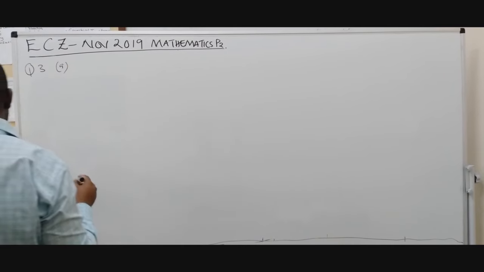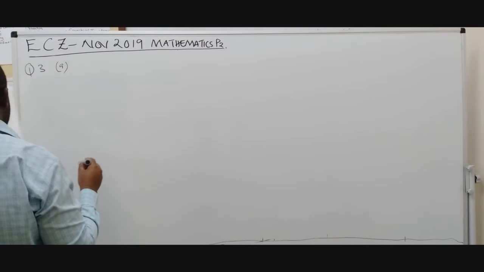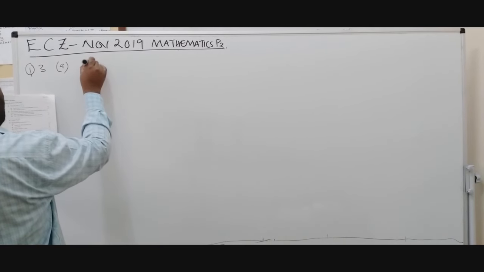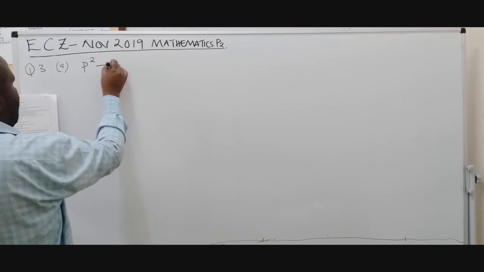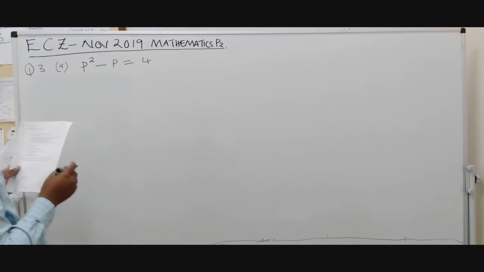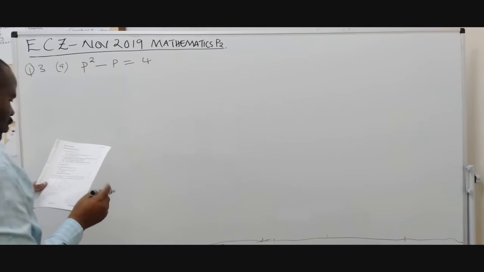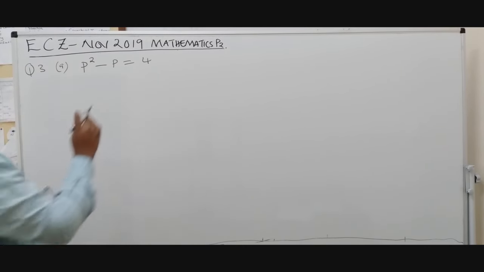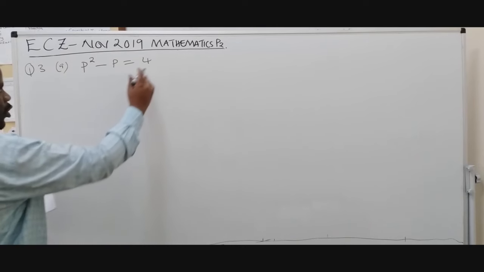Alright, we've been given a question. It says solve the equation p squared minus p is equal to 4, giving your answers correct to 2 decimal places. So the starting point is you write this equation in standard form. So you produce a 0 here.